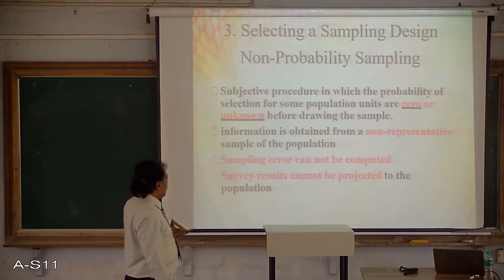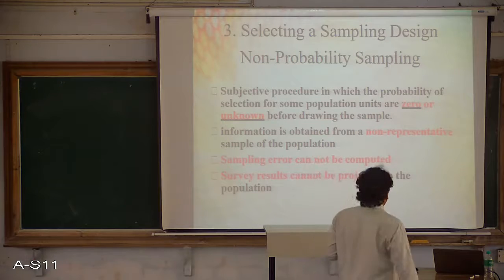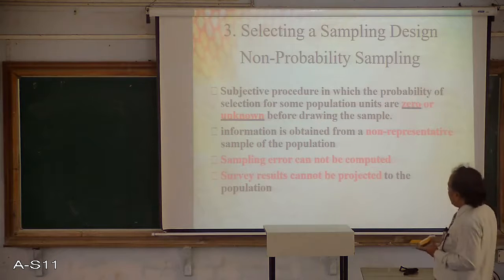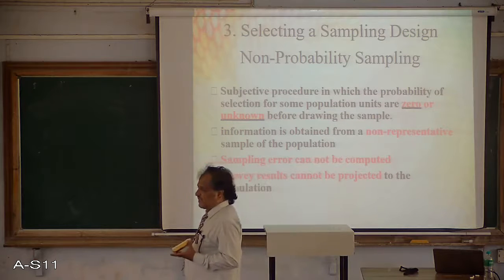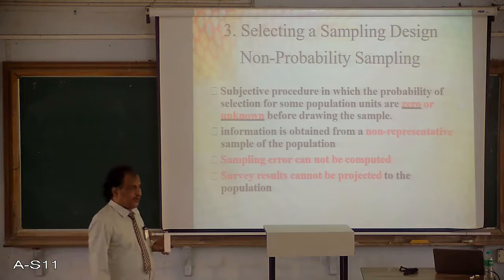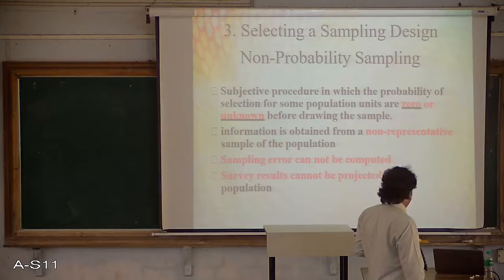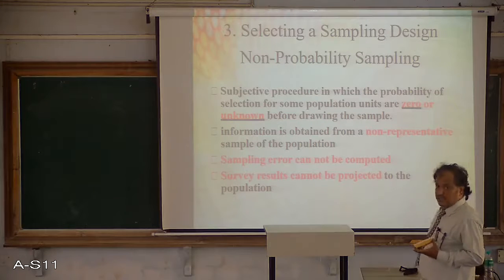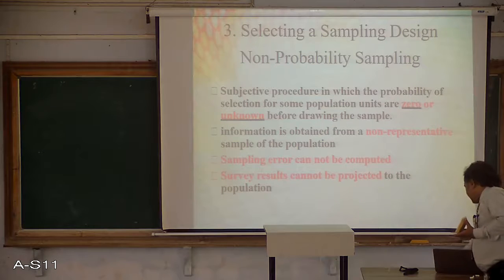Information is obtained from a non-representative sample of the population. Maybe the sample selected is non-representative of the population. Under that condition also information is obtained, and sampling error cannot be computed. That is a very big disadvantage of non-probability sampling. There is no provision for computation of the sampling error. Survey results cannot be projected. If you adopt this method of non-probability sampling, survey results cannot be projected to the population.